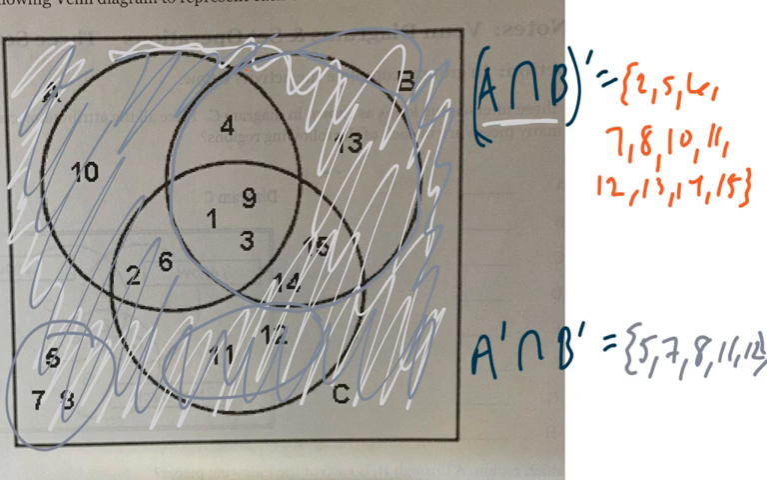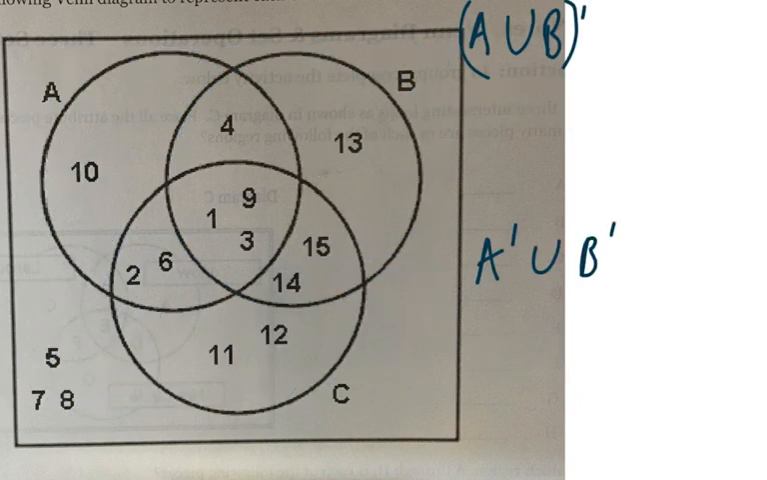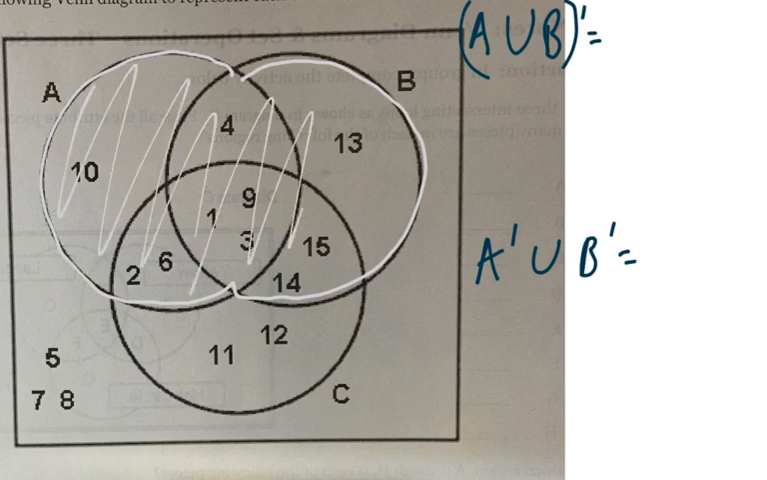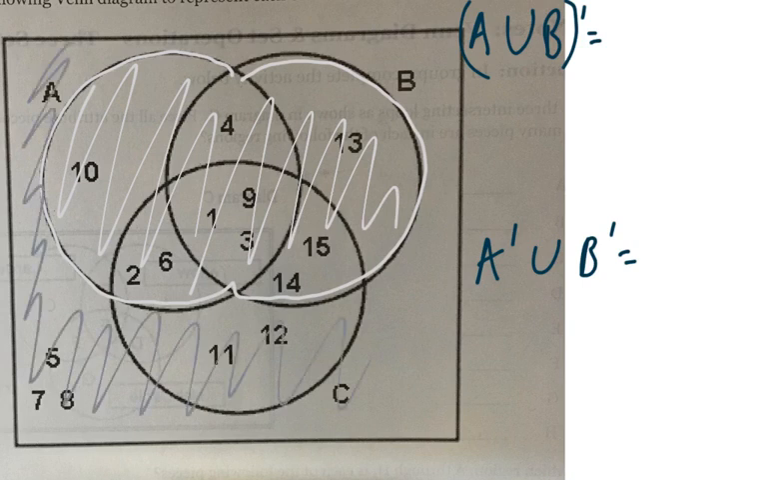Now, let's do the same thing with the unions and see what we get. A union B is everything within A and all the elements in B. So we count it if it's either in A or in B. That gives us these. The complement of that is everything in the universal set that we did not shade. So that's going to give us 5, 7, 8, 11, and 12.